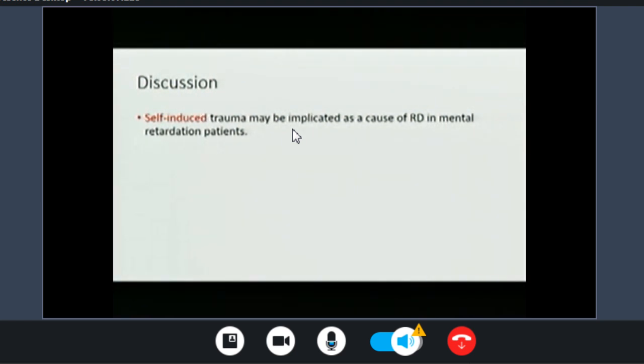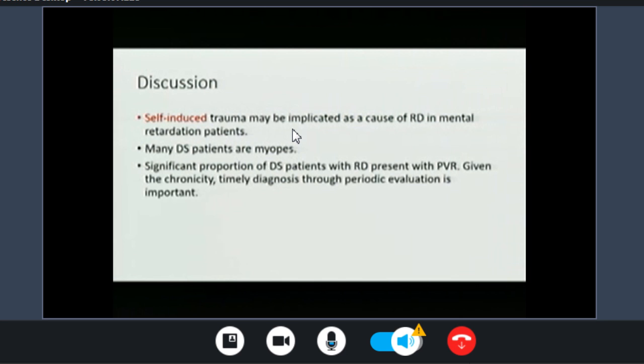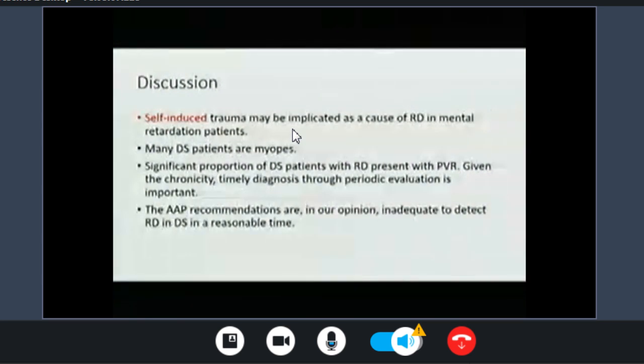So why are Down syndrome patients predisposed to retinal detachment? One is that self-induced trauma may be implicated as a cause of retinal detachment in mentally retarded patients. Many Down syndrome patients are myopes. A significant proportion of patients with Down syndrome presented with severe PVR. We think that periodic evaluation is important, and we believe that the American Academy of Pediatrics recommendations are inadequate at the current time, at last publication, to detect retinal detachment in Down syndrome in a reasonable time.